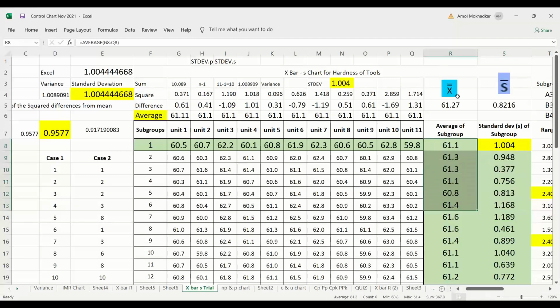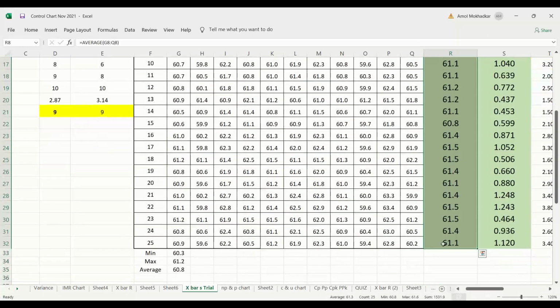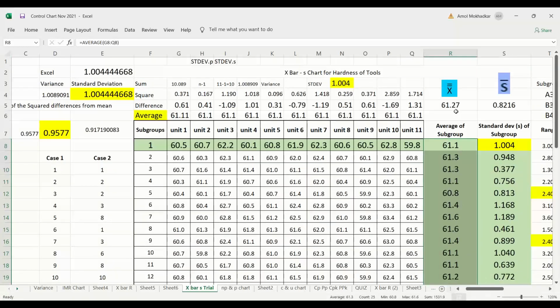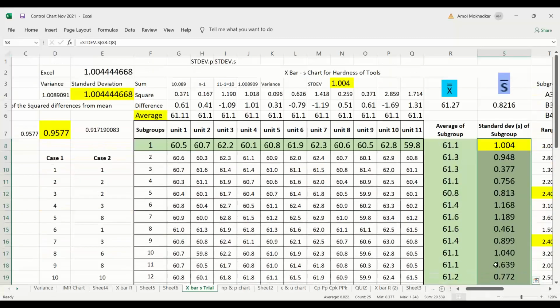Okay. So you calculate the standard deviation, you calculate the average. Then you take X double bar. X double bar means the average of the averages, the average of all of them. 25 subgroups were there. So take the average of all the subgroups. 61.27 is the average. And the average of the standard deviations, S bar. S bar means the average of the standard deviations. So the average of the standard deviation that came is S bar.